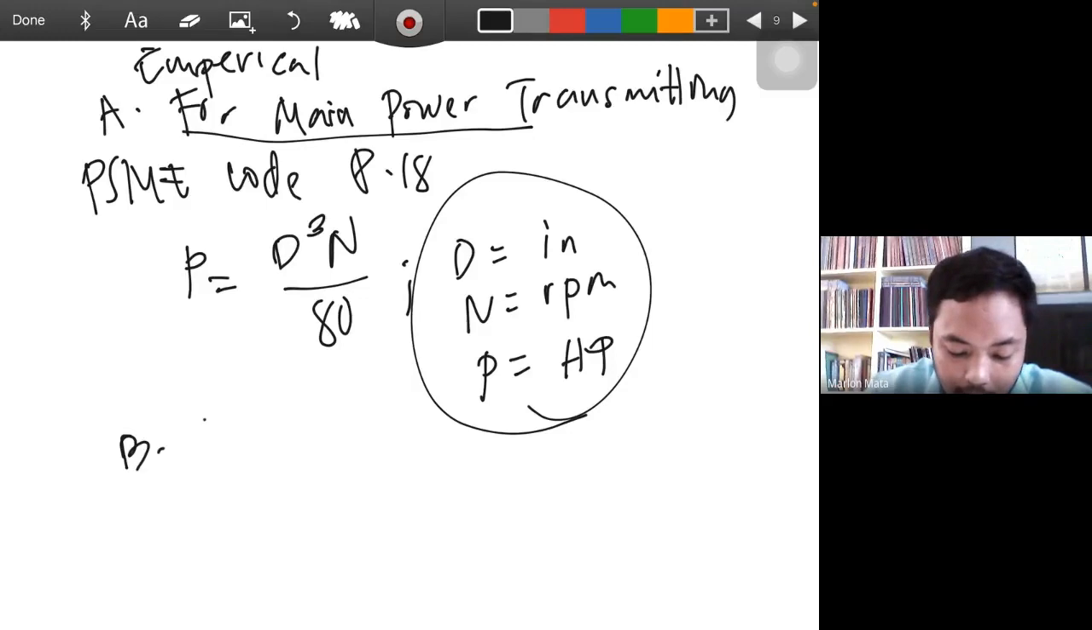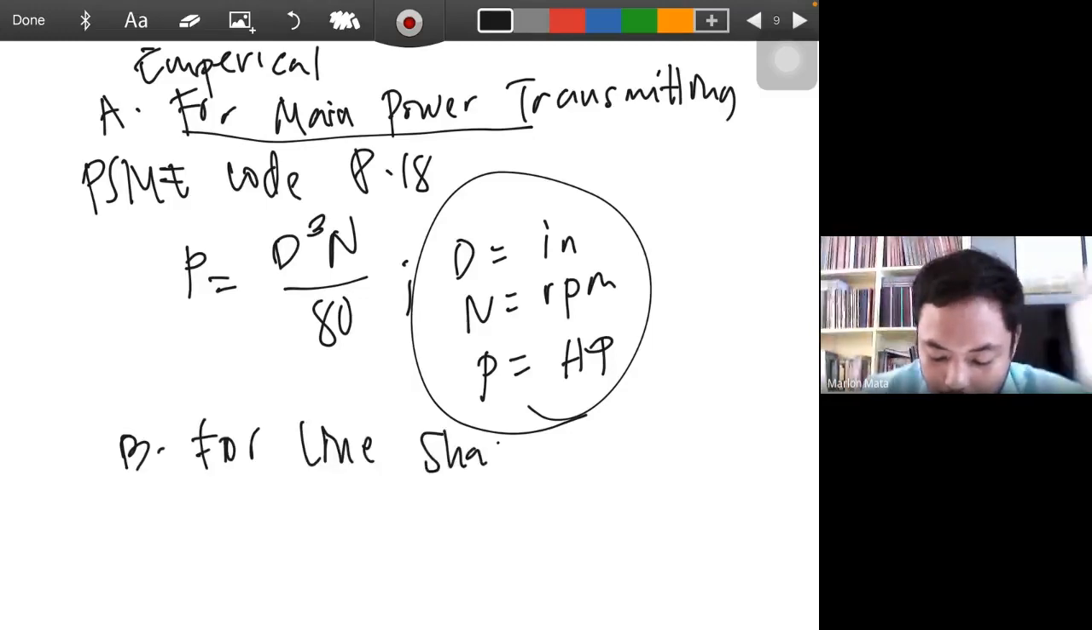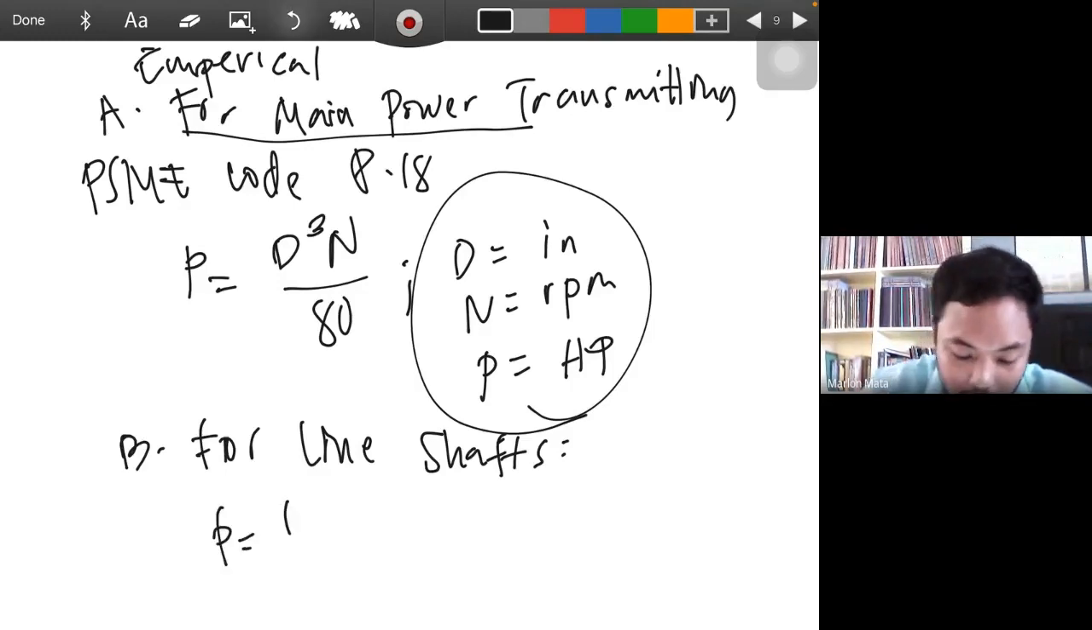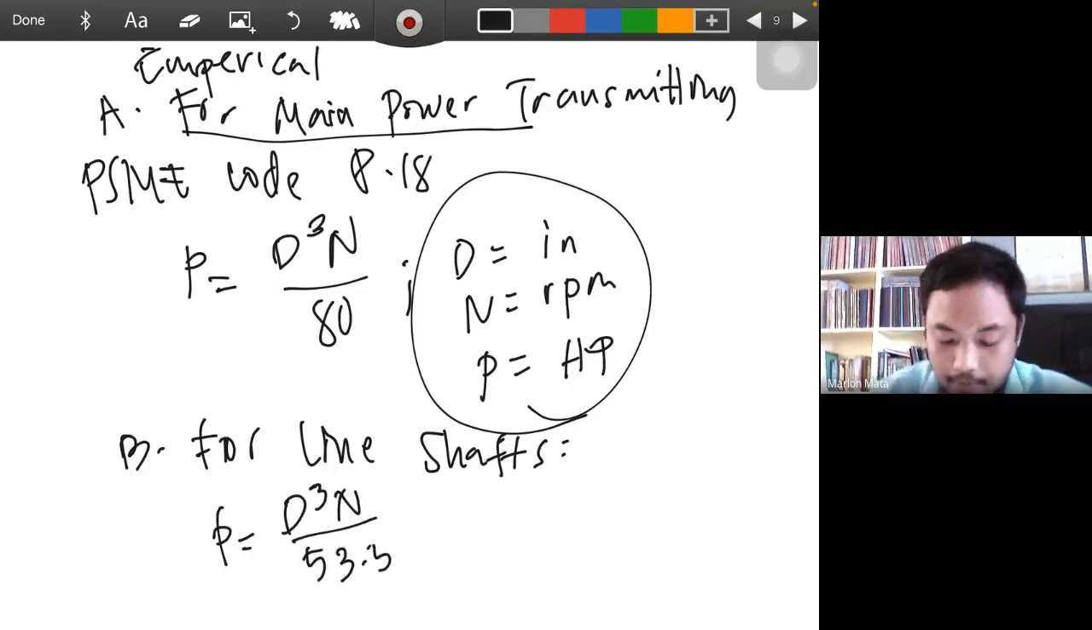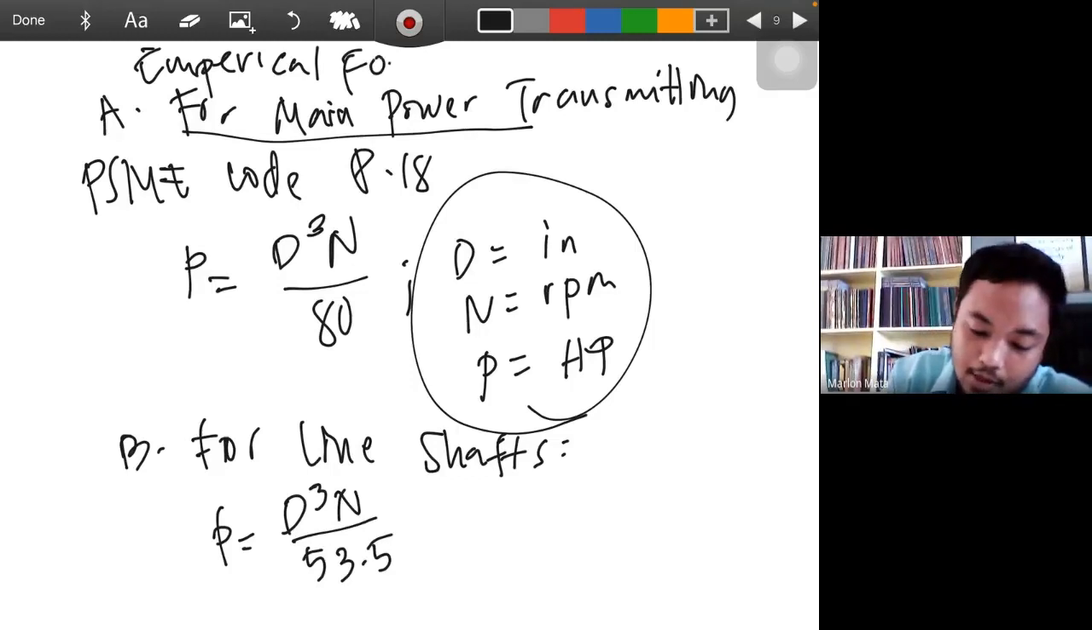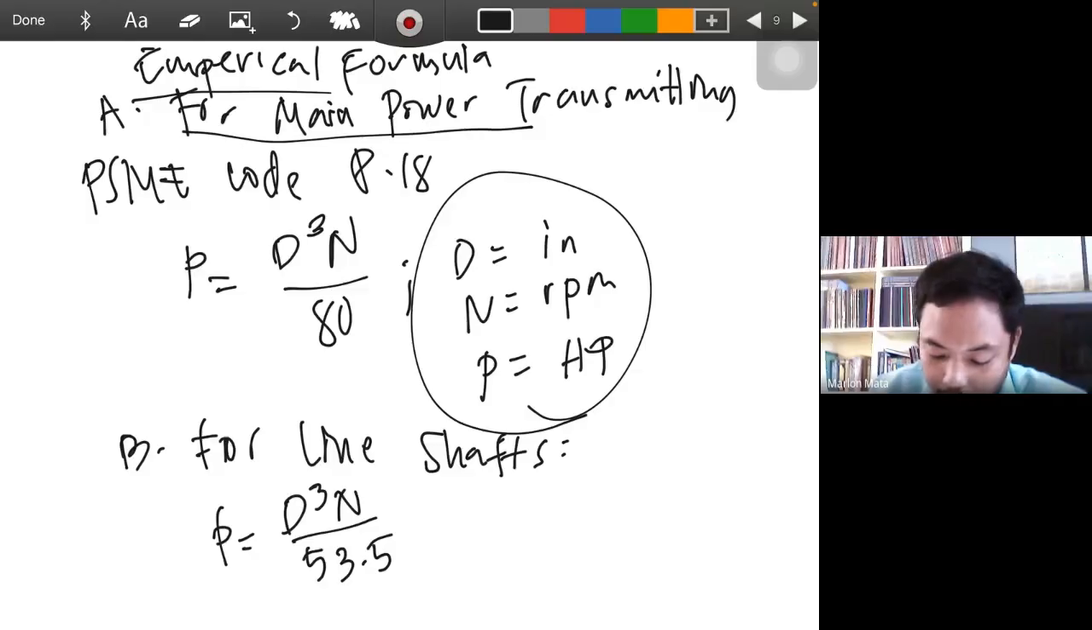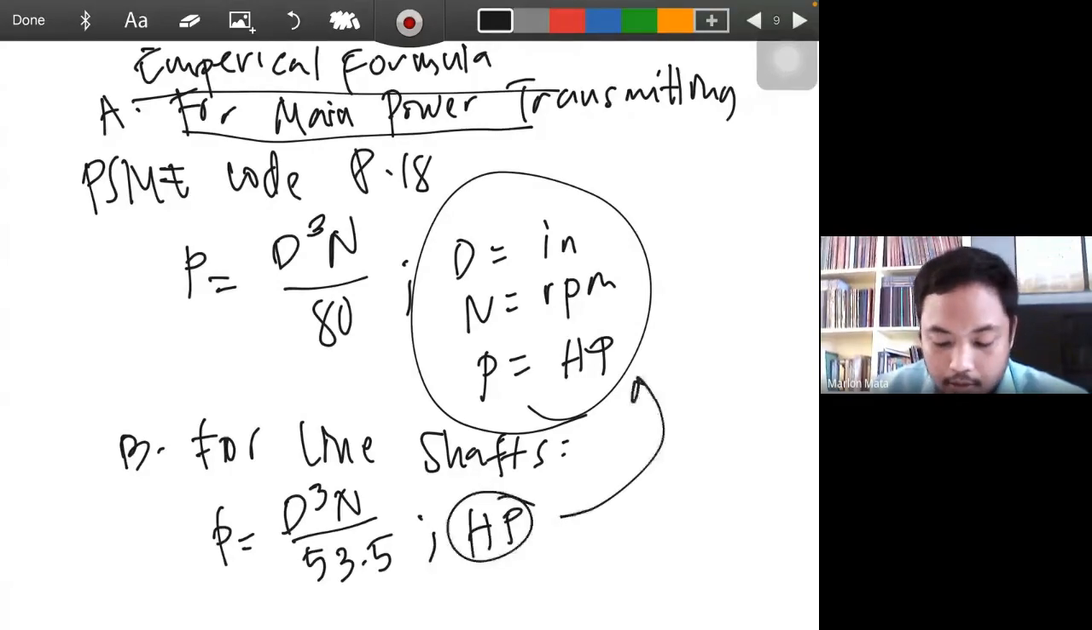B is for line shafts. For line shafts, we have that the power is D cube N over 53.5. Again, that is an empirical formula. The unit is still horsepower, and following this pattern, the diameter should be in inches and N should be in RPM, then over these values, you will get the unit to be in horsepower.